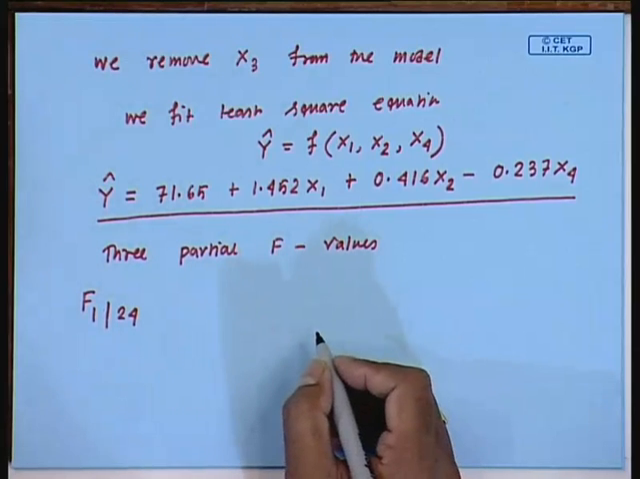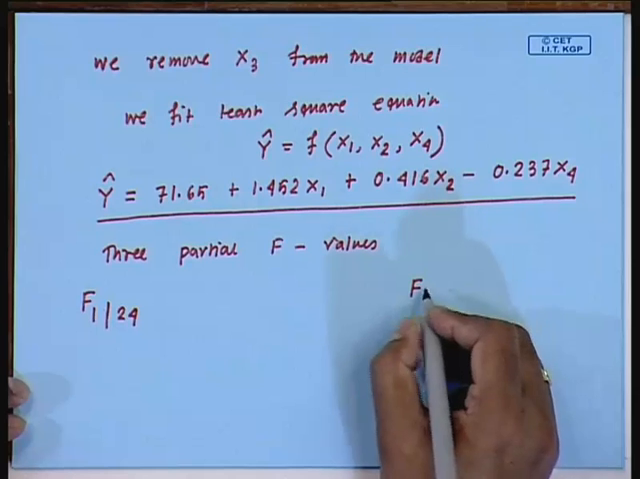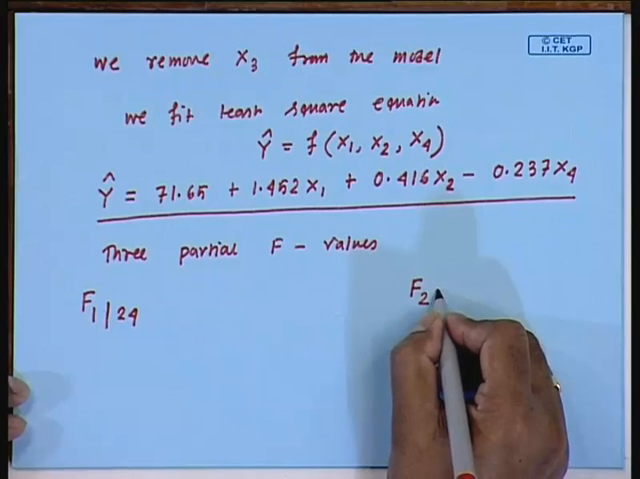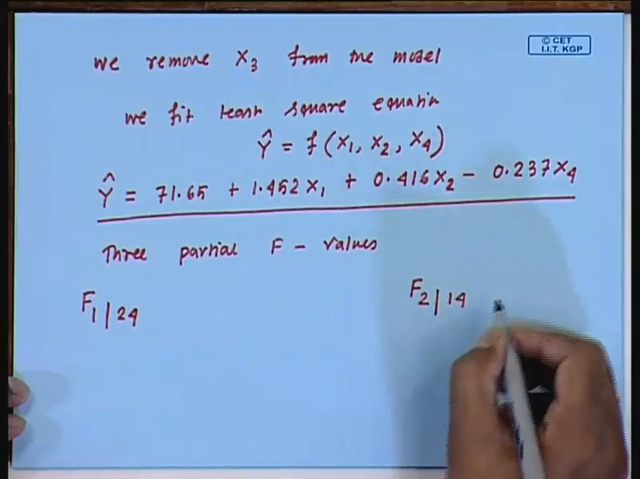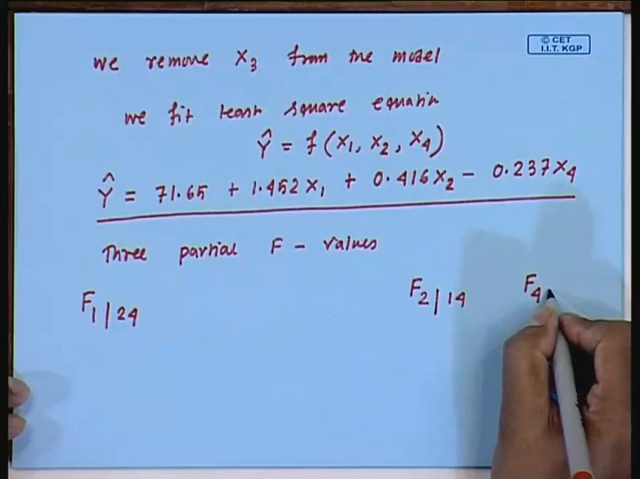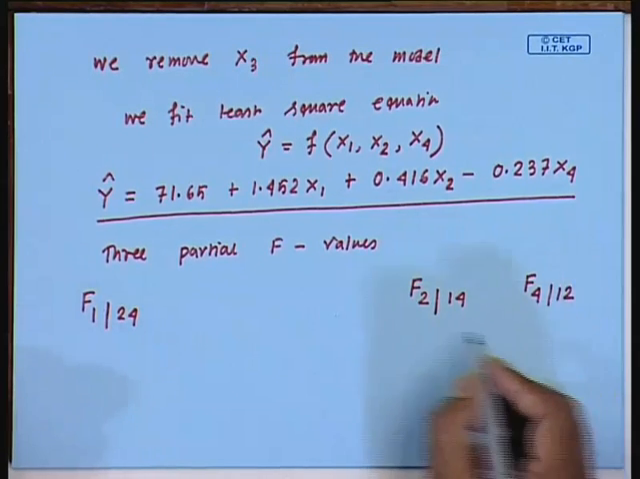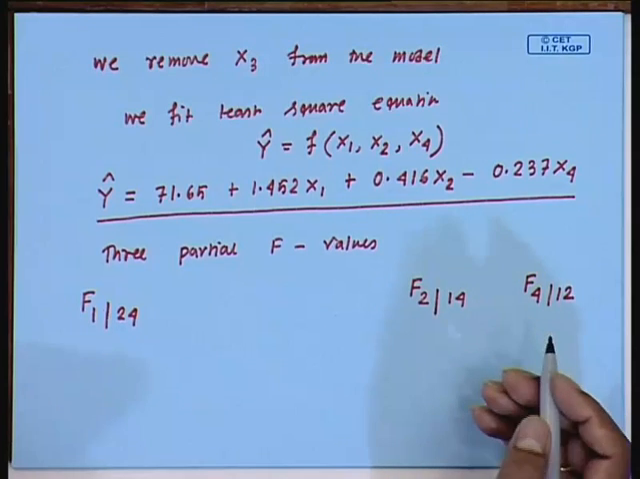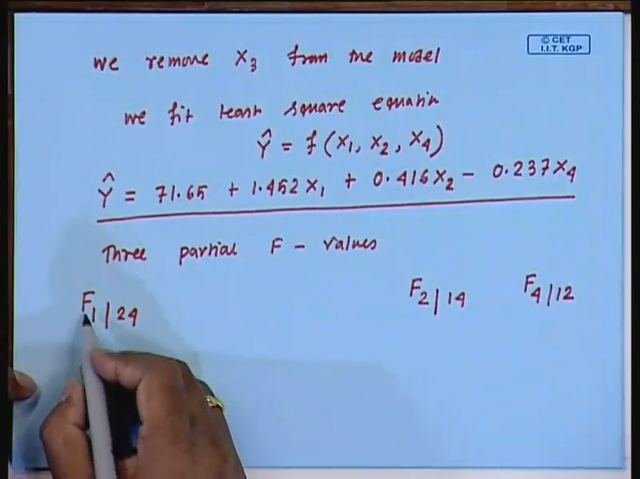We also compute F2 in the presence of 1, 4, and F4 in the presence of 1, 2, and we again look for the smallest partial f value. If that is less than the f out, then we remove that regressor from the model. So, we will keep on doing that. Well, so what is this value?